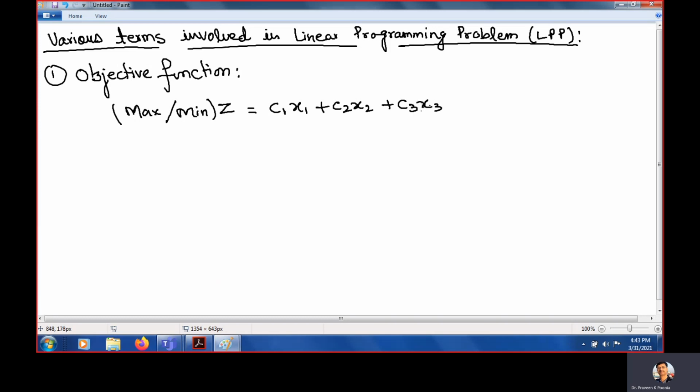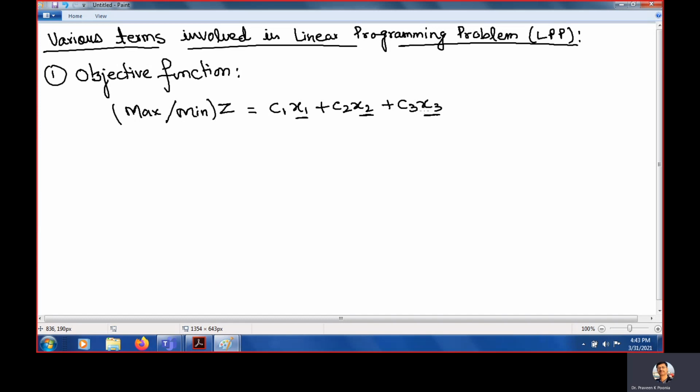We are taking three variables only. What are x1, x2, x3? x1, x2, x3 are the decision variables. What do you mean by decision variables? If you recall the previous video, I talked about two things. One, the laptop problem. Another, the tailoring problem.